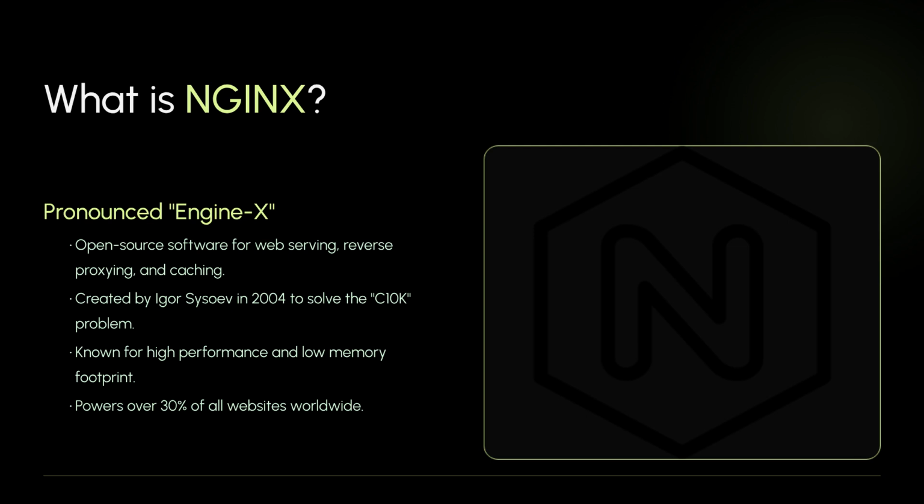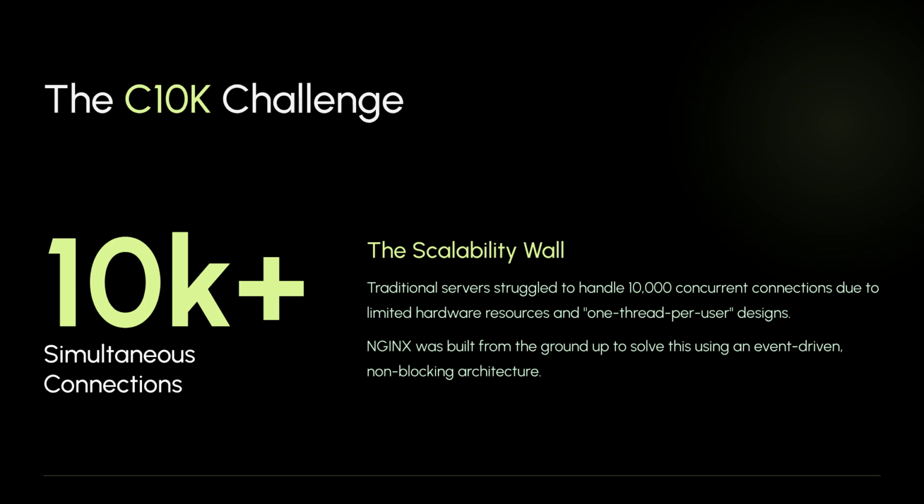To understand that, we need to go back to a famous problem called the C10K challenge. Imagine your website suddenly gets 10,000 users connected at the same time. For older web servers, that was a nightmare. Most traditional servers used a one-thread-per-user model. So if 10,000 users connected, the server might need thousands of threads running simultaneously. That consumed huge amounts of memory and CPU resources.